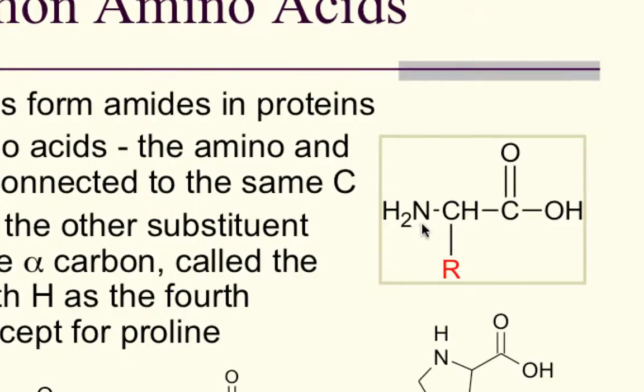It's best to get in the habit of writing nitrogen on the left-hand side, the carbon with its R group at the alpha position, and then the carboxylic acid on the right-hand side. That's because when we start combining these to make peptides and proteins, the nitrogen is always written on the left-hand side, and this carbonyl compound is always on the right-hand side.